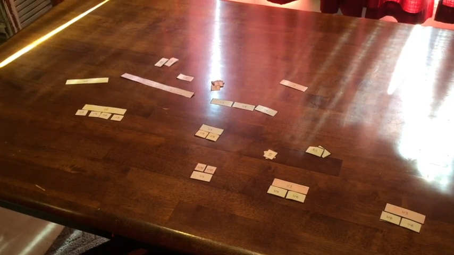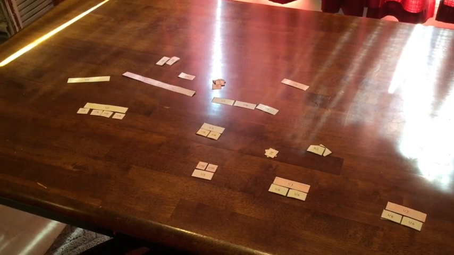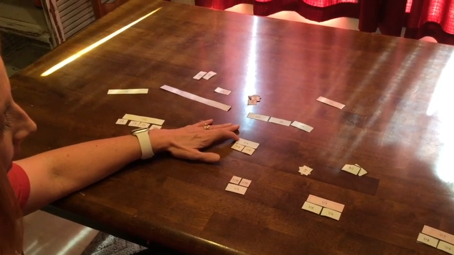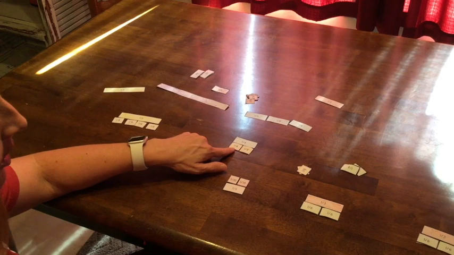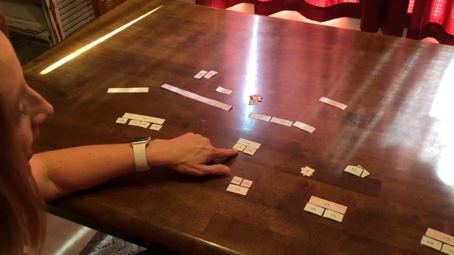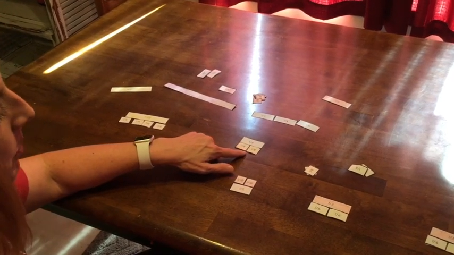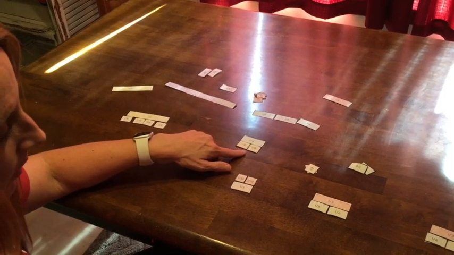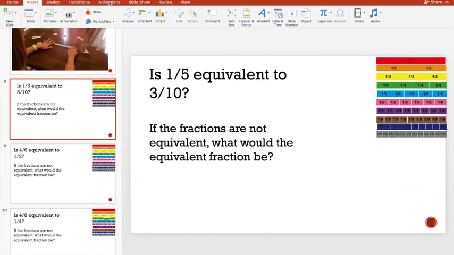So think about the pizza example again. All right, if I had 1/4 for one child and then 2/8 for another child, they would have the same amount, which means they would have an equivalent amount of pizza, or the same. Tiles to look at equivalent fractions. So the first question is 1/5 equivalent to 3/10? If the fractions are not equivalent, what would the equivalent fraction be?